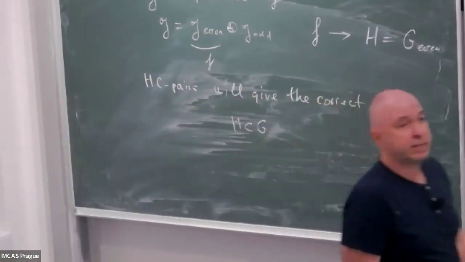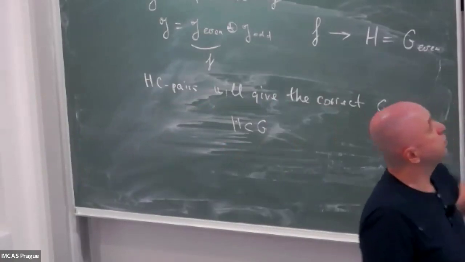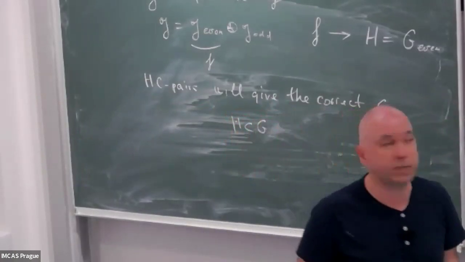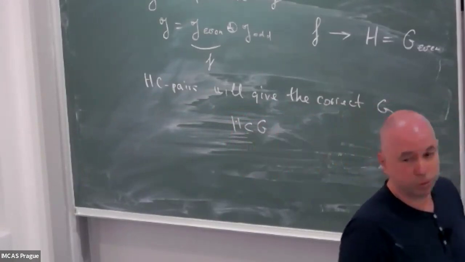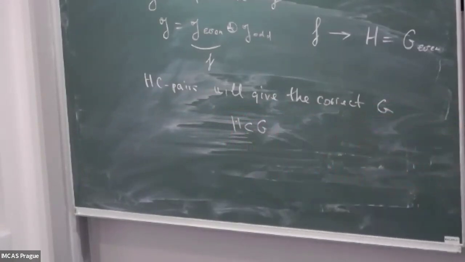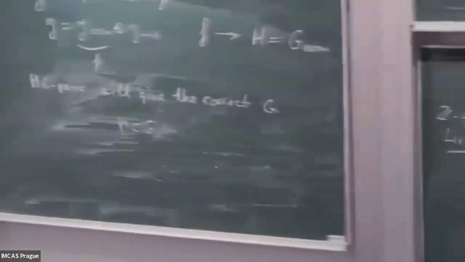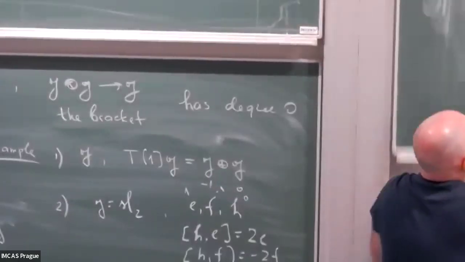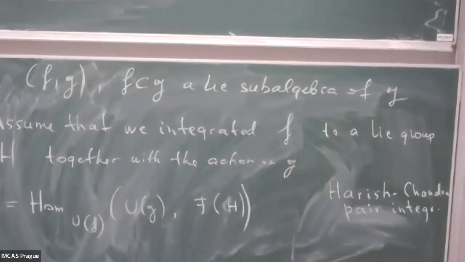Now, let us apply the technique of Harish-Chandra pairs. So our original point, when we started thinking about this, was how to integrate a Z-graded Lie algebra by use of Harish-Chandra pairs. And in the Z-graded case, it's always possible to, I guess, use it. So we'll see what happens if we apply the Harish-Chandra technique to the Z-graded case.